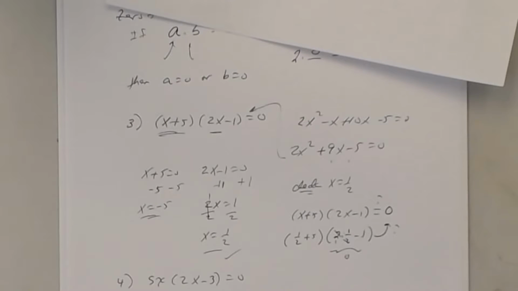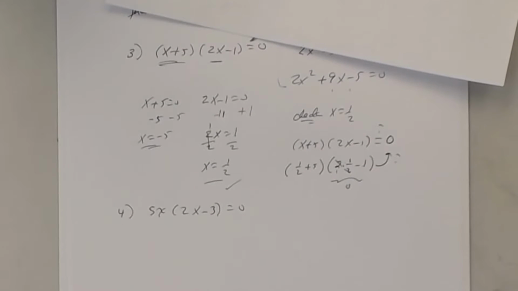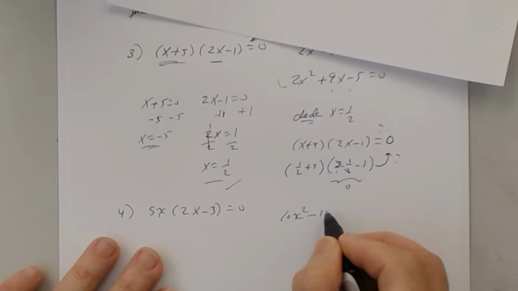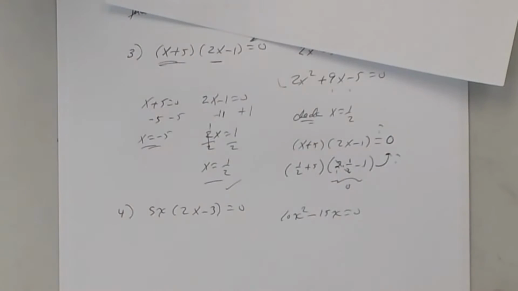All right, so it helps if you know what kind of equation you're dealing with. What kind of equation is this? Quadratic. Because if I use the distributive property this time, I get 10x squared minus 15x equals 0, so that's quadratic. But the original problem was already in factored form.